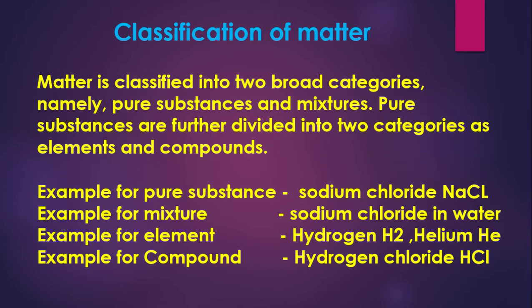Example for a mixture, sodium chloride in water. Sodium chloride dissolved in water contains two substances, sodium chloride and water. It is called a mixture. Example for an element, hydrogen H2, helium He. Elements contain one type of atoms. Example of a compound, hydrogen chloride HCl. Compounds contain more than one type of atom.